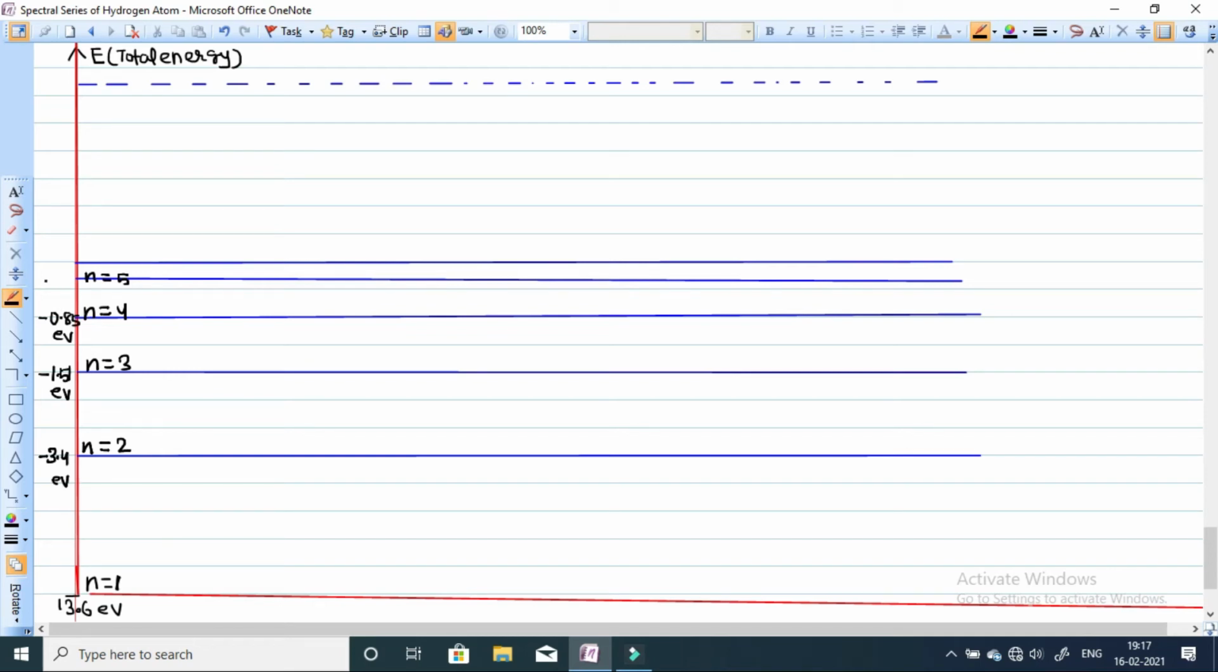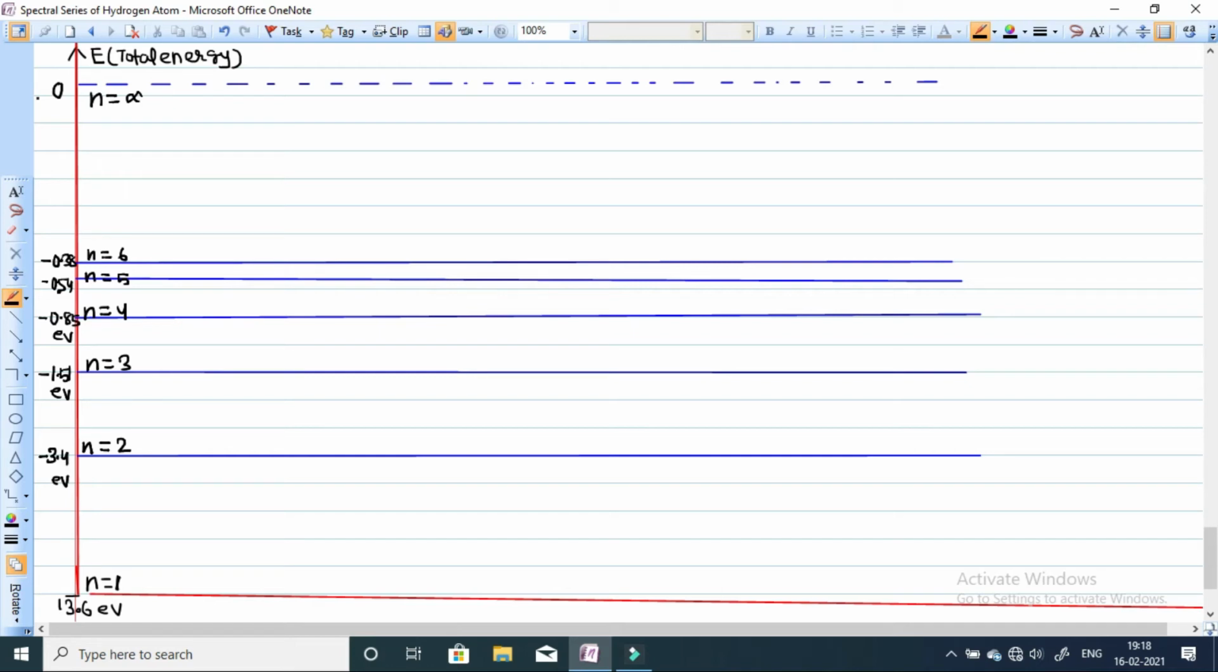In this way you can calculate. The formula I've already given. Then n is equal to 6, our energy is minus 0.38 electron volt. And similarly, when you go to n is equal to infinity, the energy is basically 0. Okay, so this is the energy. Basically you can plot this graph along the negative y-axis. I plotted along the positive y-axis, no problem at all.